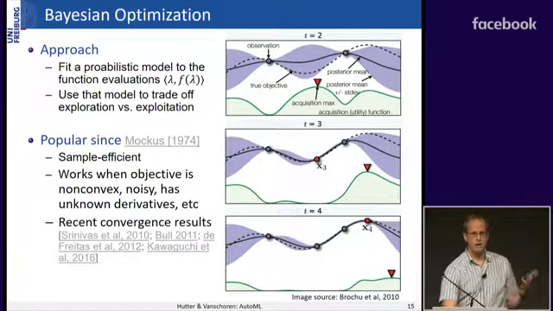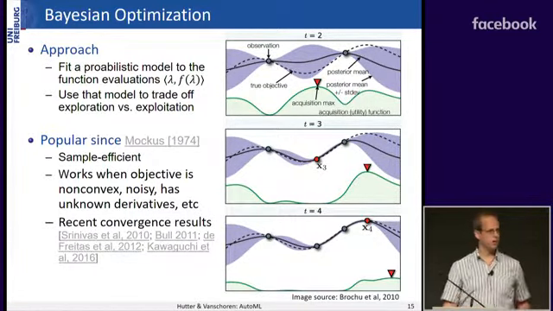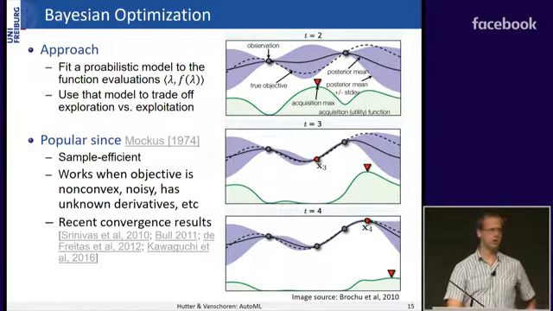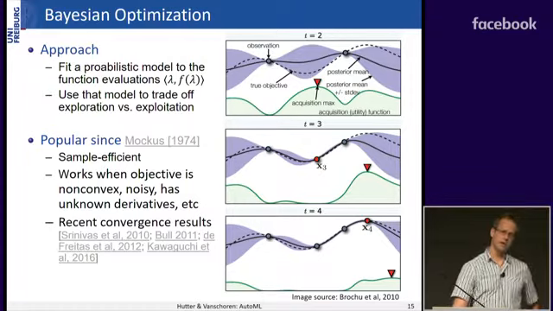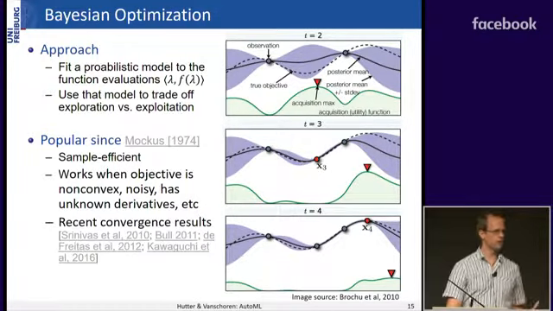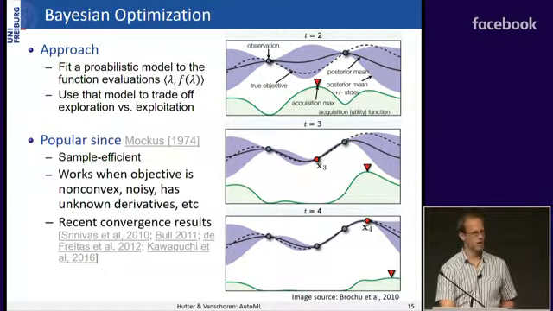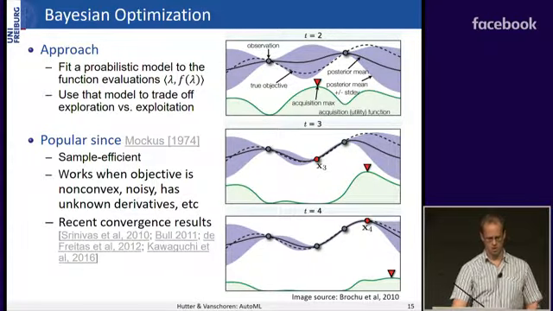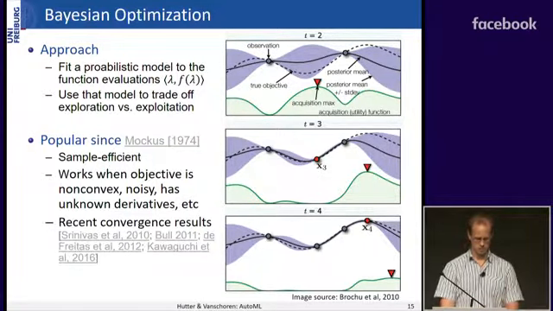Now, this is a very popular approach. It's been around for over 40 years, and it's very sample efficient. It also works when the objective is non-convex, noisy, has unknown derivatives, so all the types of characteristics that we do actually face in hyperparameter optimization. And there are also recent convergence results, depending on some assumptions on the smoothness of your response surface, etc.